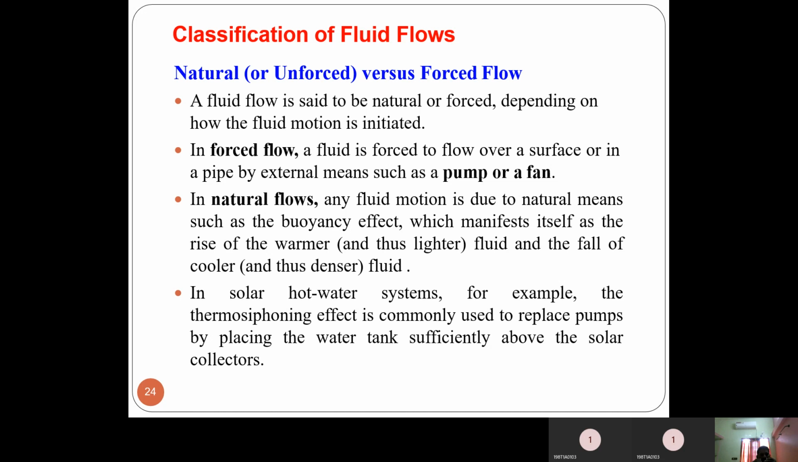If fluid flow is naturally initiated, that means by gravitational effects or buoyancy effects, fluid can also flow. If such fluid flow is happening, then we can call it a natural flow. Naturally, if fluid flows, then the fluid flow is called natural flow. By using any pump or a fan, if the fluid is flowing, then that is called a forced flow. Okay, this is one more classification.